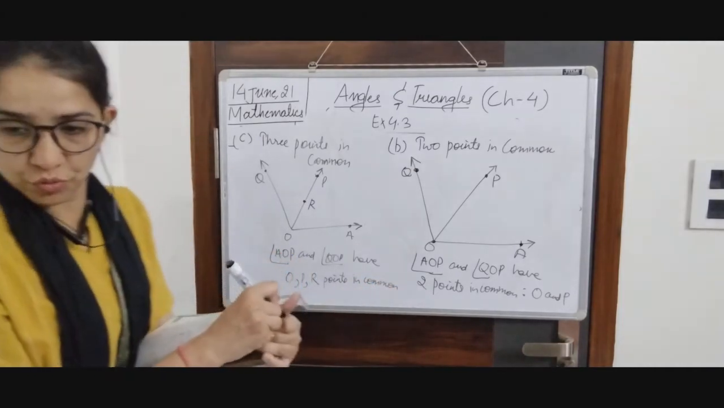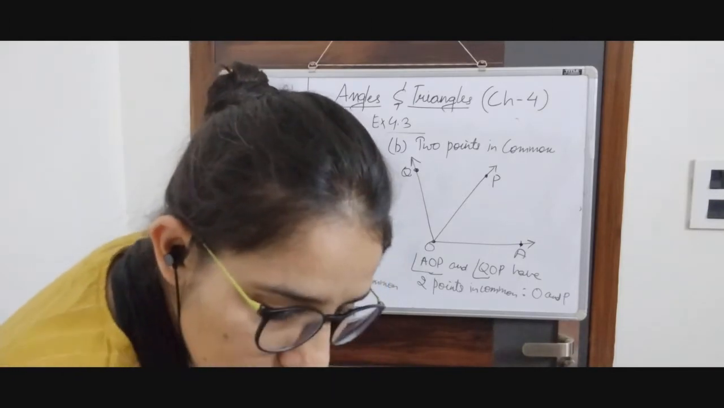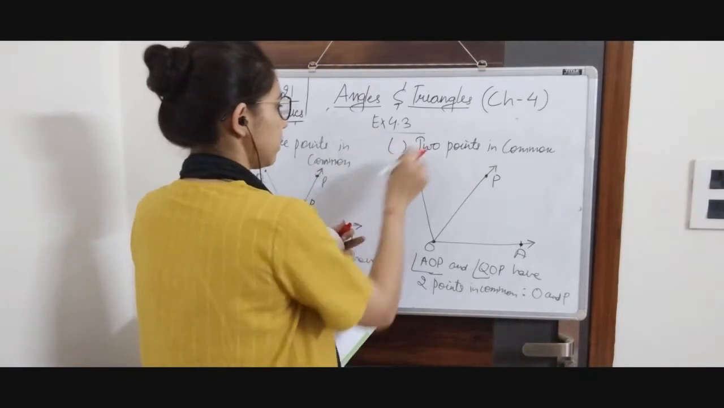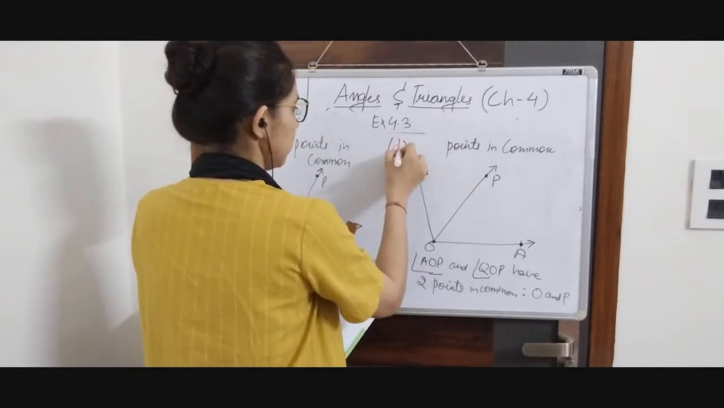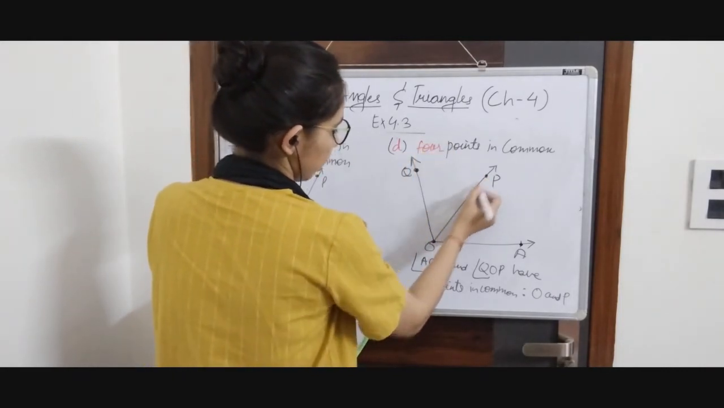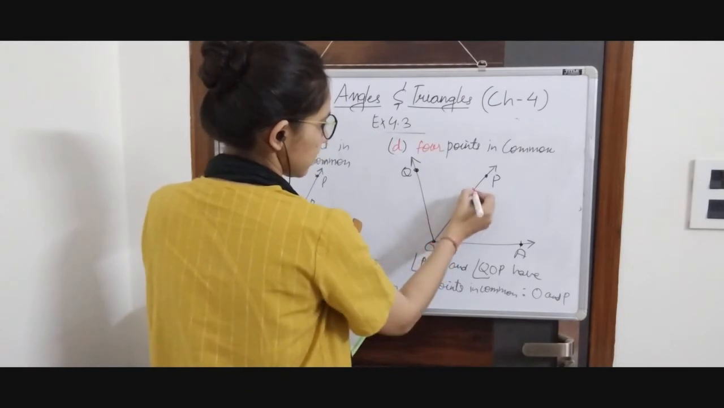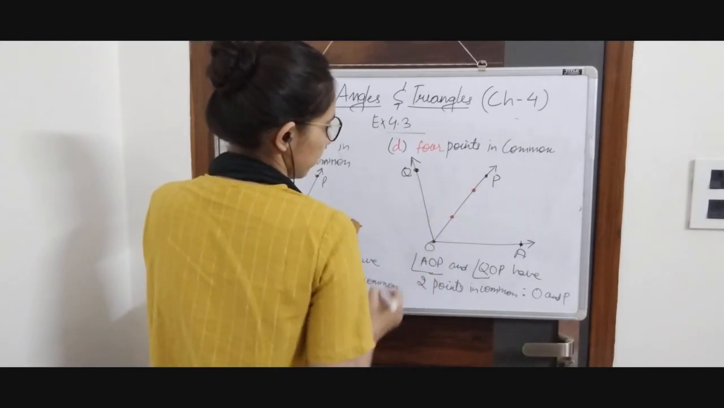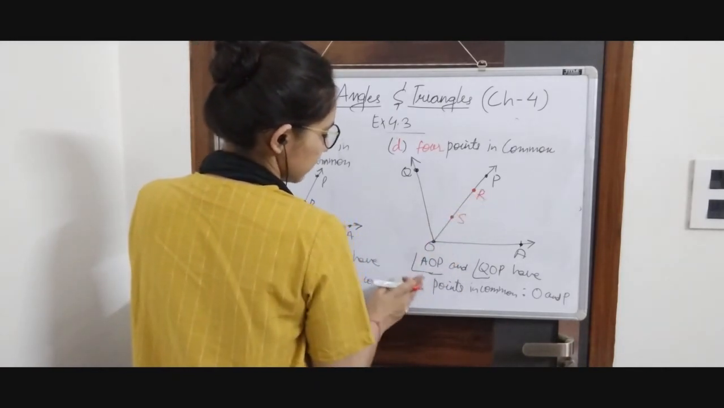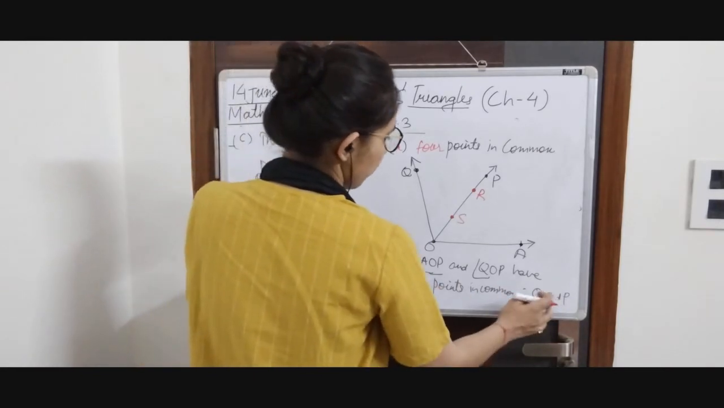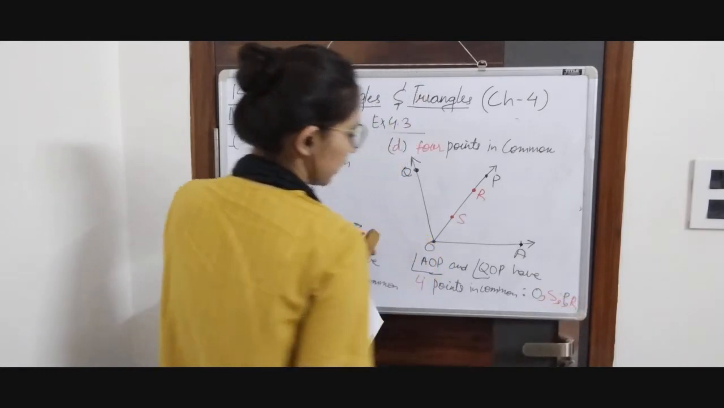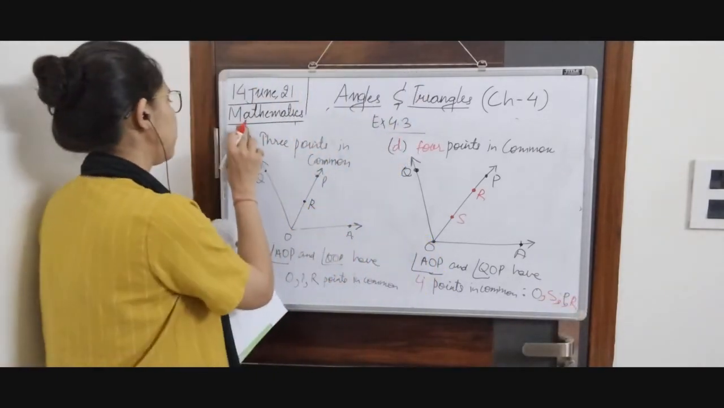Similarly, we can do it for 4 points in common. D part, 4 points in common. So we already have 2 points. Then I will draw 2 more points. Suppose these are R and S. It has 4 points in common: O, P, R and S. These points are common.